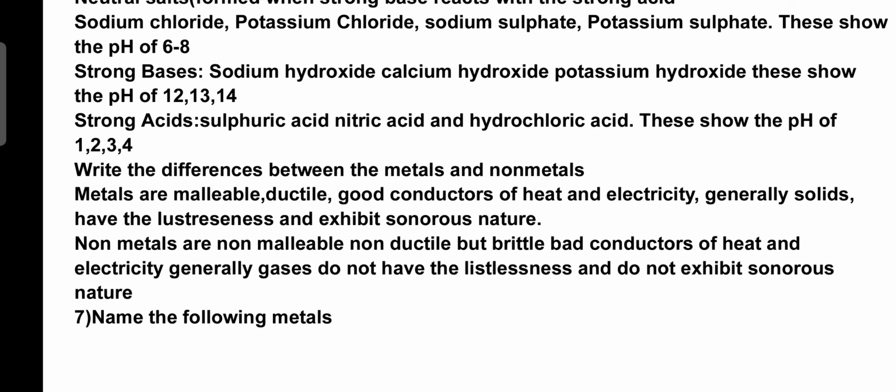Now, strong acids. Examples are sulfuric acid, nitric acid and hydrochloric acid. Why are they called strong acids? Because their pH value is 1, 2, 3, 4. That means they have the highest concentration of H plus ion in their solution.